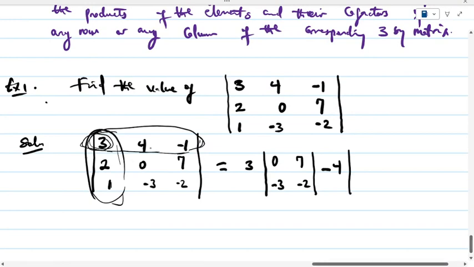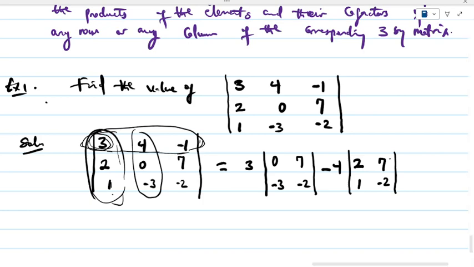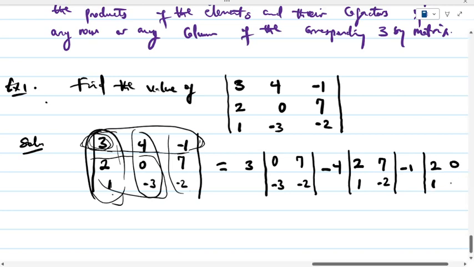Then if I cover this, I'm going to have 2, 1, 7 minus 2. Lastly, I have minus 1, and the position of minus 1 is positive, and positive times negative 1 is negative 1. Then if I cover this, I'll be left with this. That is 2, 0, minus 3, 1, minus 3.